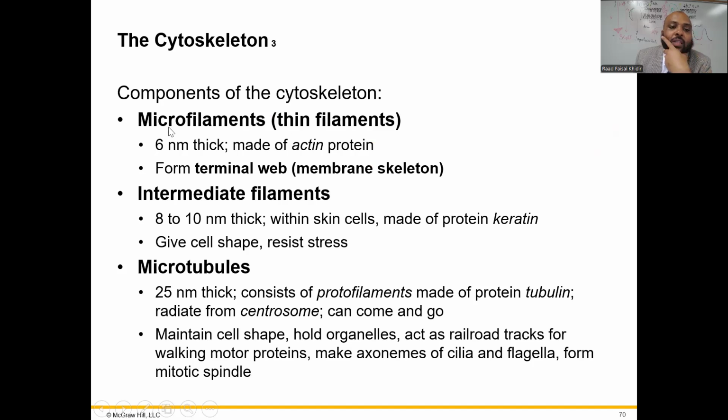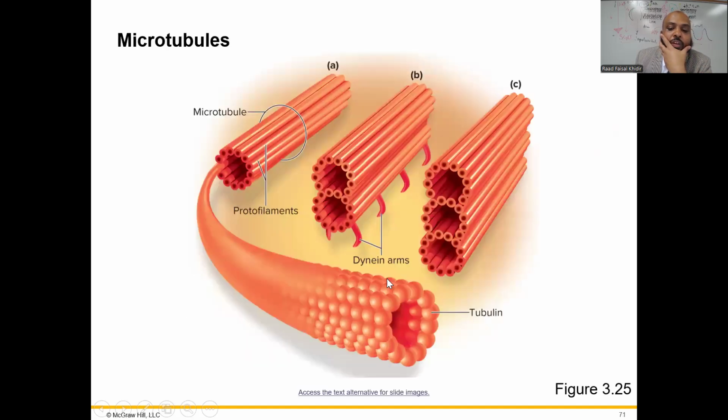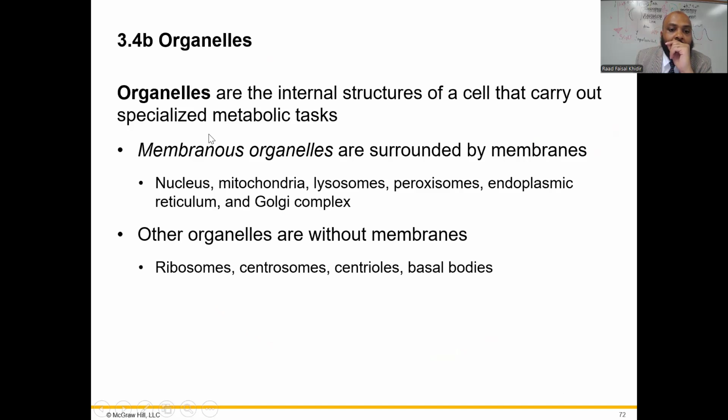Components of the cytoskeleton: you have microfilaments, thin filaments, and they form terminal webs, and there's intermediate filaments, and there's microtubules. Microtubules are made of protofilaments. So you see the protofilaments, the dynein arms, and the microtubules. Organelles, we have different organelles. You can read them at home.